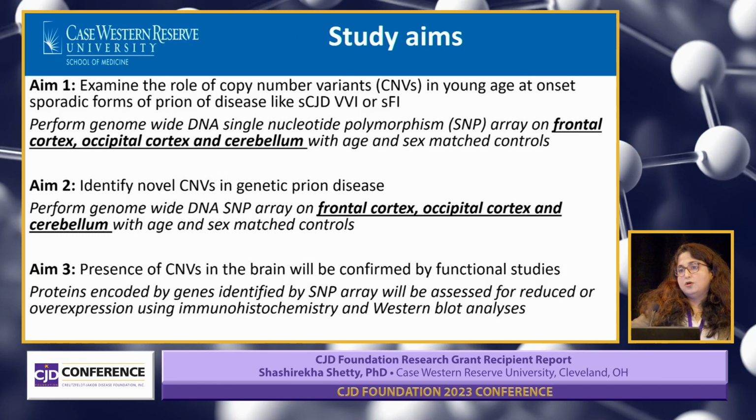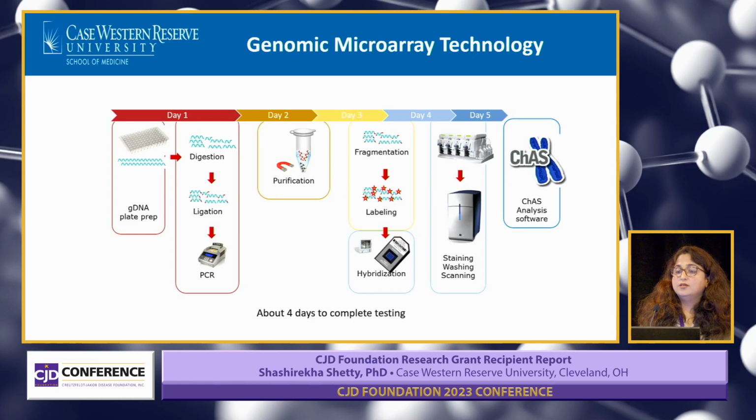So if there is a gain or loss, what is the protein expression? That we do using immunohistochemistry or Western blot, okay? And this is the technology I use for studying copy number variations. It's called microarray technology.